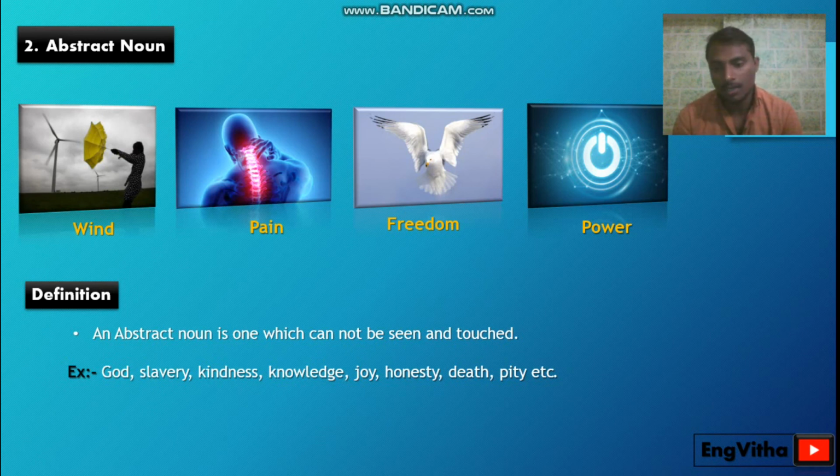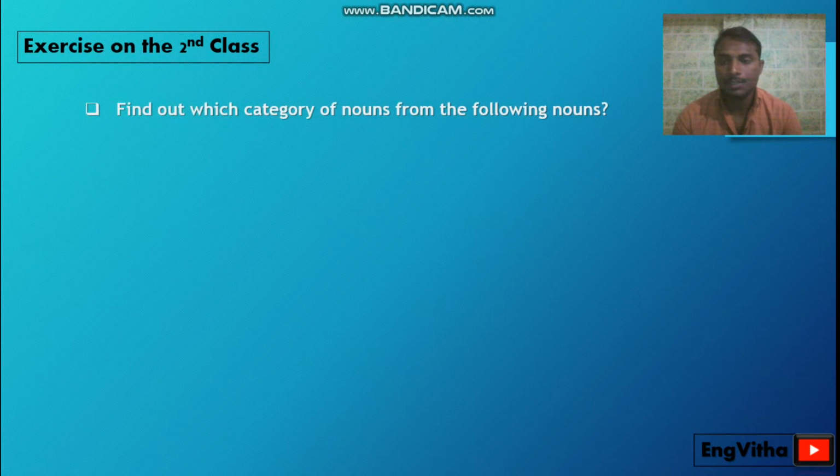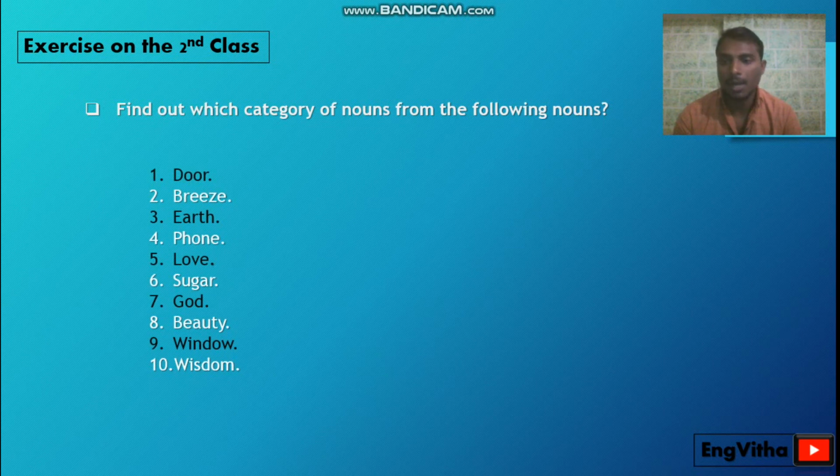These all are felt but cannot be seen and touched. So an abstract noun is one which can't be seen and touched. So let us do an exercise for this class too. Find out which category of nouns each of the following nouns comes under. So take a pause and do this exercise.